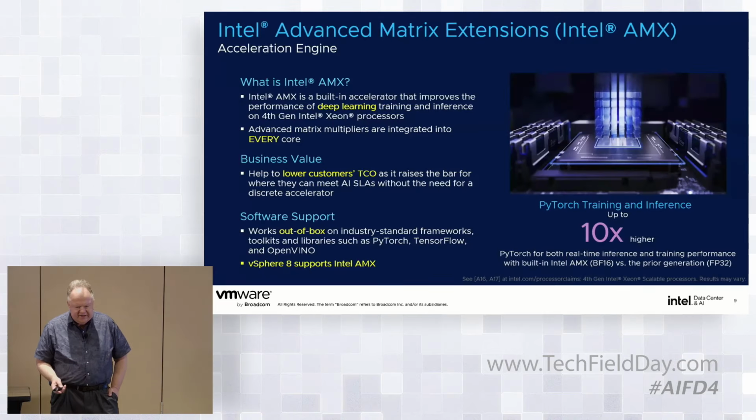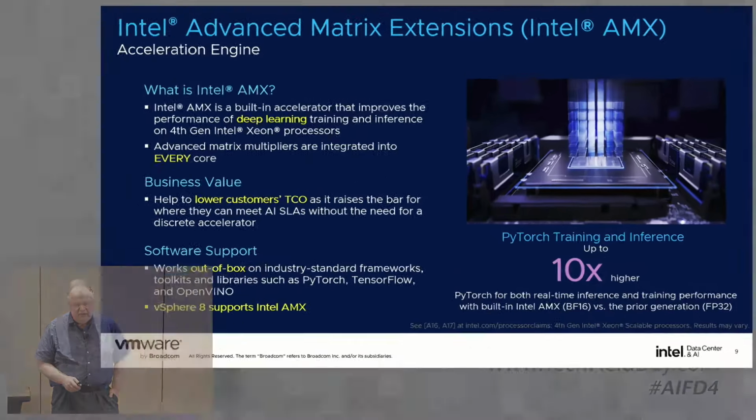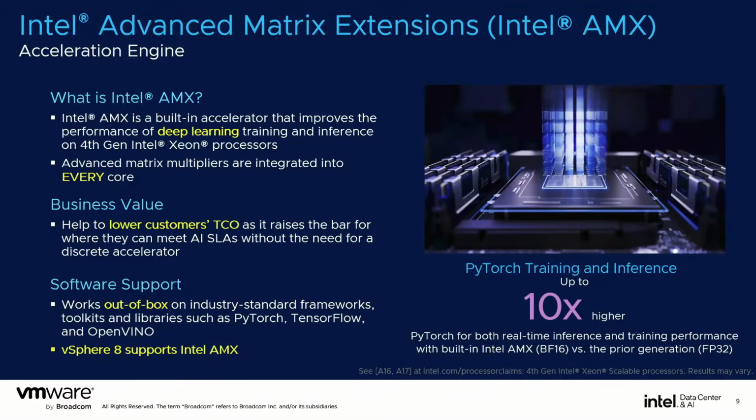So about a year ago, I was asked to take a look at the new Intel hardware, the Sapphire Rapids that had just come out for CPUs. And I was looking at this thing called AMX, Advanced Matrix Extensions. So this is a new set of instructions. They're built right into the chip. They're designed to work on matrices to accelerate artificial intelligence and machine learning related workloads. The advanced matrix multipliers are integrated into every core. And if you purchase Sapphire Rapids or Emerald Rapids servers, you can run AI workloads on the CPUs without a separate GPU accelerator. AMX works with frameworks such as PyTorch, TensorFlow, PaddlePaddle, OpenVINO, and vSphere 8 supports Intel AMX.